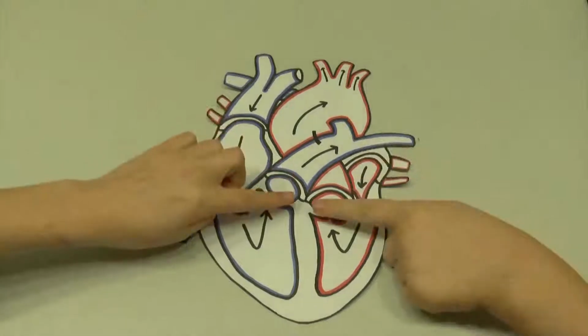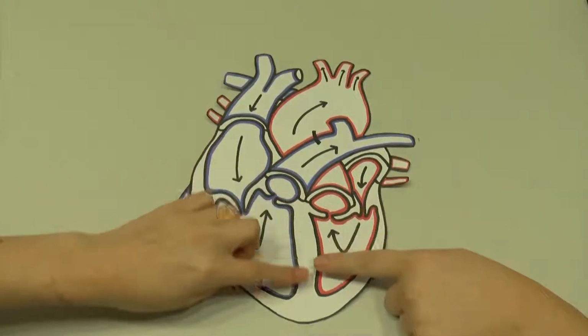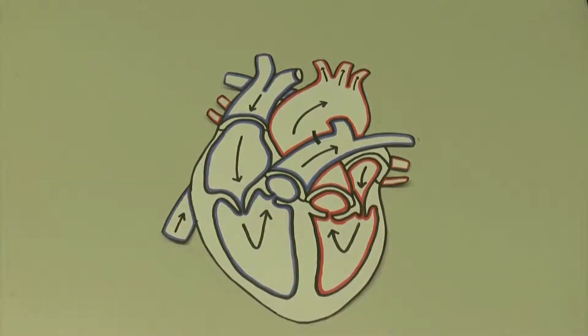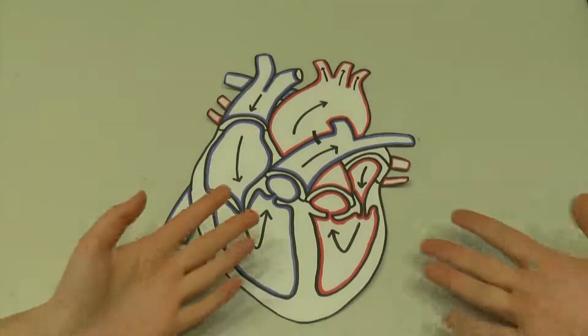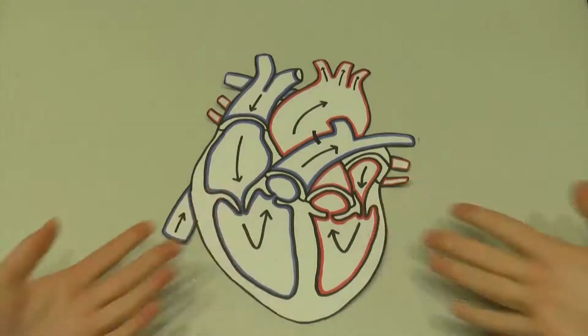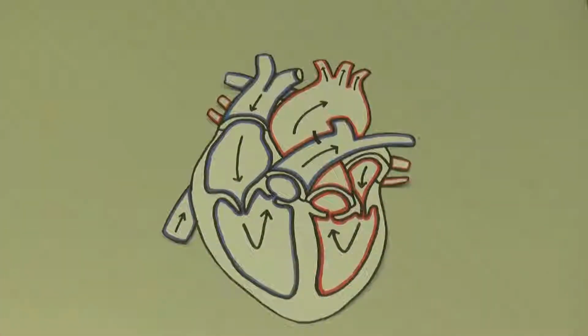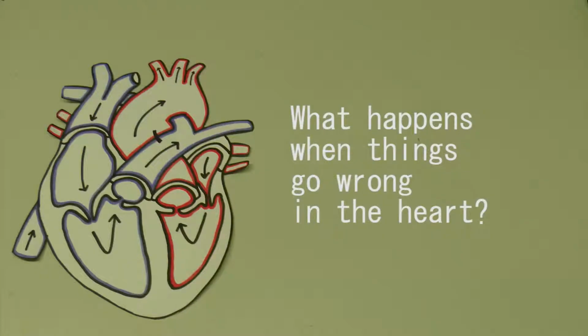The bundle of His branches into left and right bundles that run along the interventricular septum. The left bundle branch further divides into the left anterior and the left posterior fascicles. These bundles and fascicles give rise to thin filaments known as Purkinje fibres. These fibres innervate the two ventricles so that they contract in sync, allowing for a coordinated and controlled rhythm of blood circulation. Now, what happens when things go wrong in the heart?